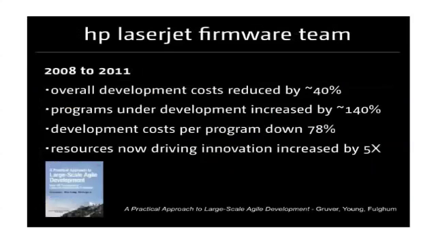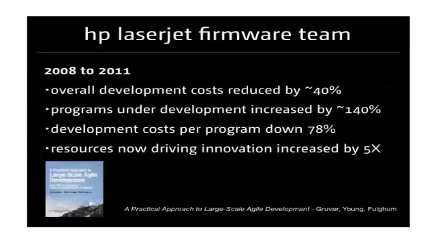They reduced development costs by 40%. They increased the number of programs under development by 140%. Development costs per program were down 78%, and resources driving innovation increased by more than 5%. So, if you want an economic justification for continuous delivery, it does not get much better than this.